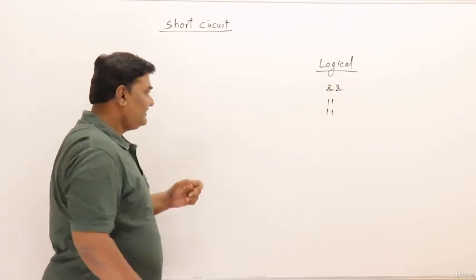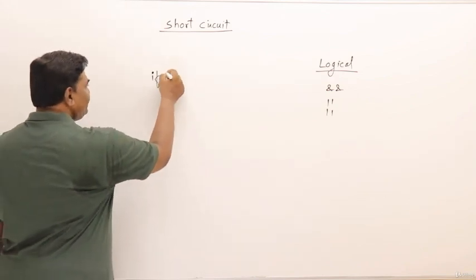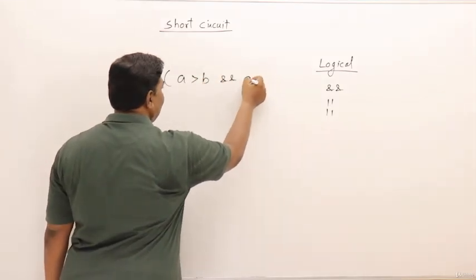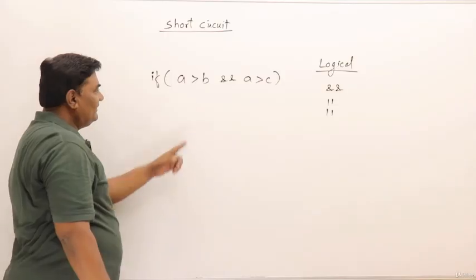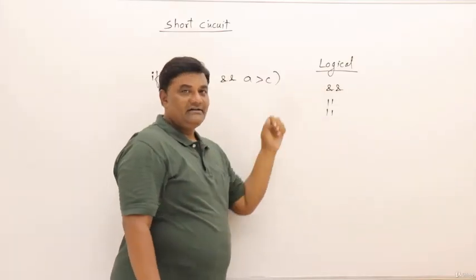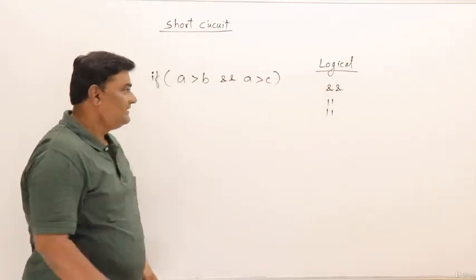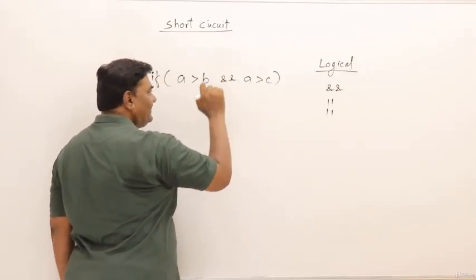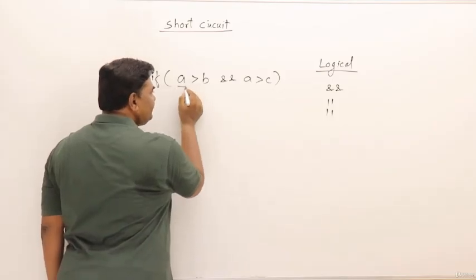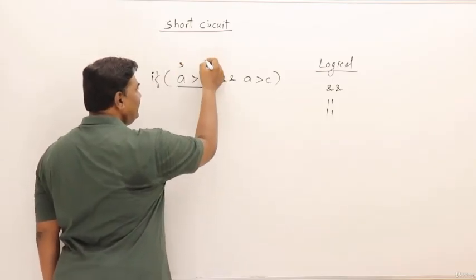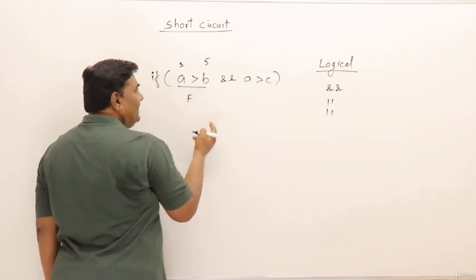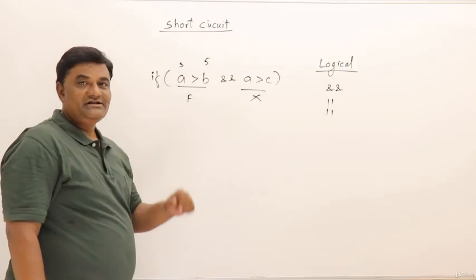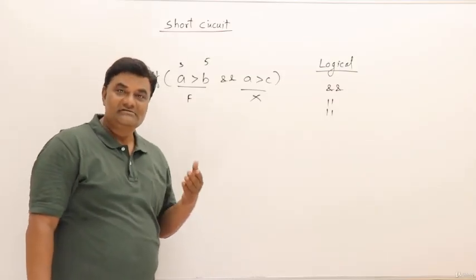Short circuit. Let us see. See, if I am writing a condition A greater than B and A greater than C, the logical operation used is AND. Now let us understand what is short circuit. See, AND will be true if both are true. If any one is false, then the entire result is false. Suppose A is not greater than B, that A is 3 and B is 5, so this will be false. And if this is false, that condition will not be checked, so this is called short circuit.